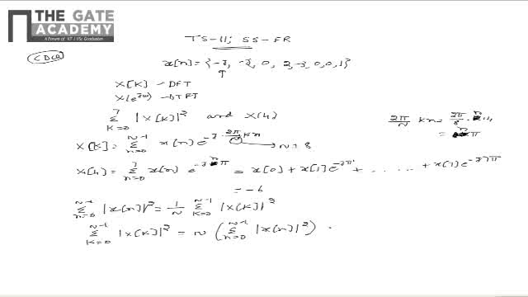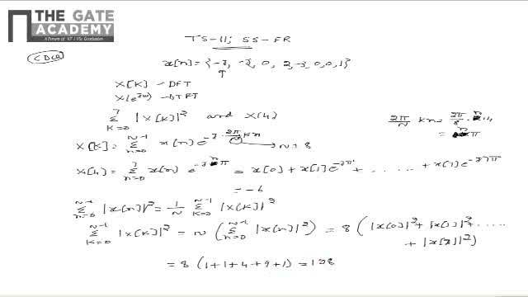And upon substituting the relevant quantities, we see that this can be simplified as 8 times abs of x of 0 square plus abs of x of 1 whole square plus and so on till abs of x of 7 whole square. This upon simplification becomes 8 multiplied by 1 plus 1 plus 4 plus 9 plus 1, and this can finally be written as 128.